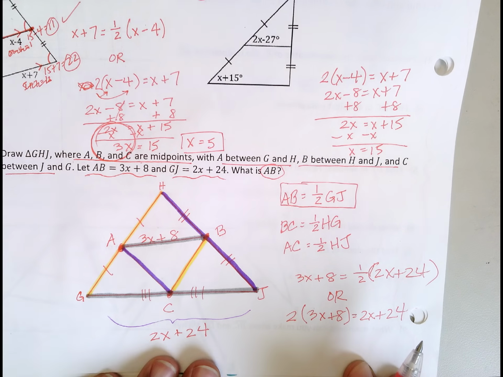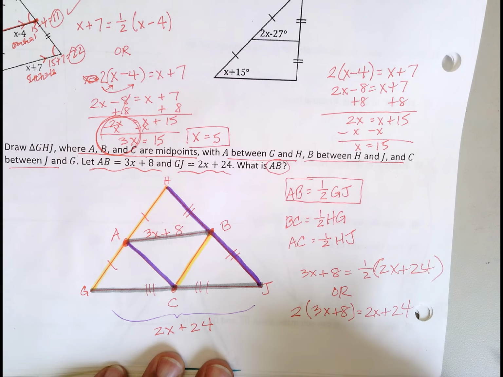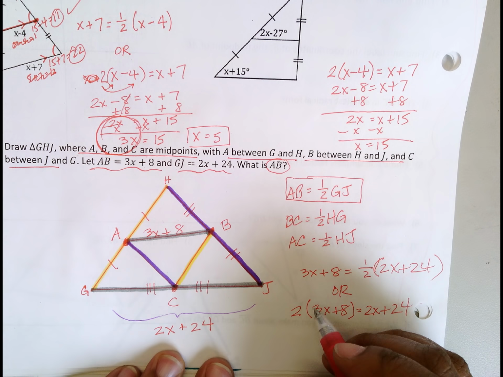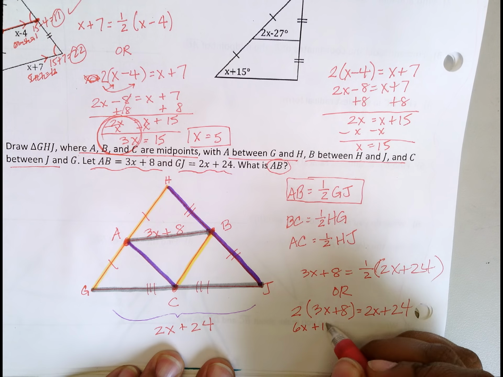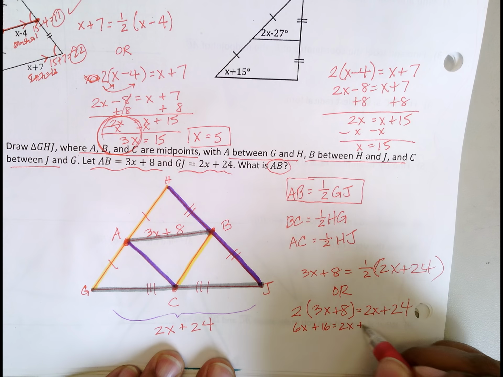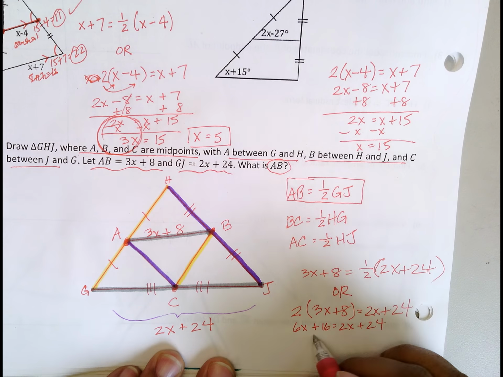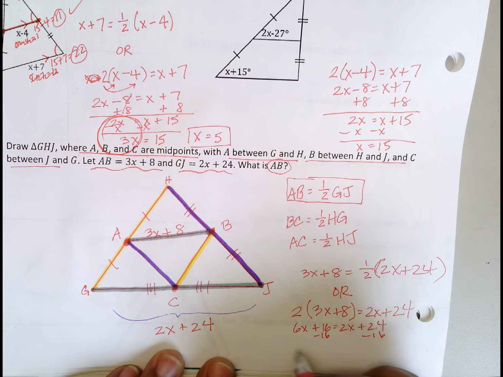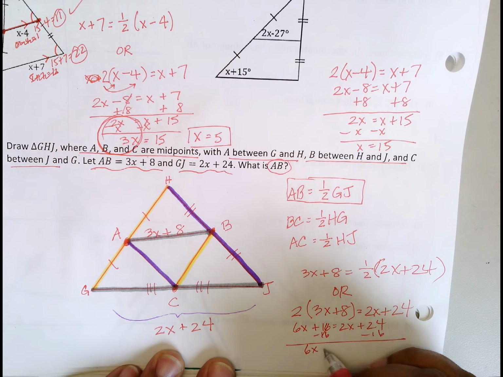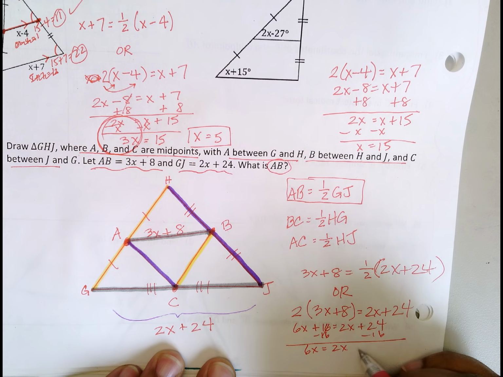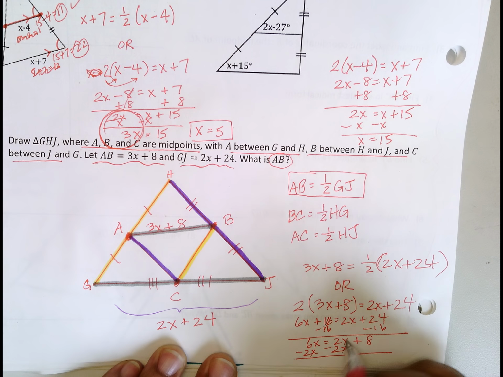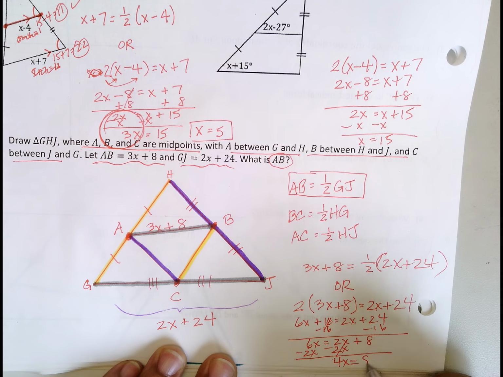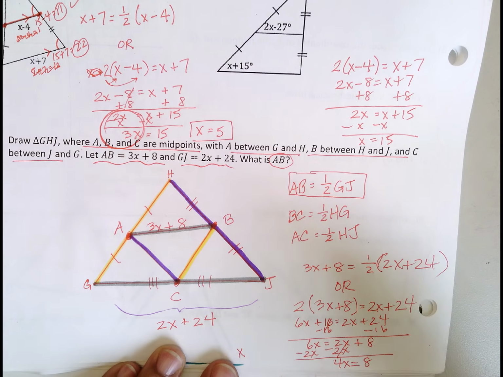Not that I don't like fractions, I just want to keep it simple and be mindful of time. So I'm going to have 6x plus 16 is equal to 2x plus 24. We're going to subtract 16 from both sides. We're going to get 6x is equal to 2x plus 8. Subtract 2x from both sides. We get 4x is equal to 8, meaning that x is equal to 2.